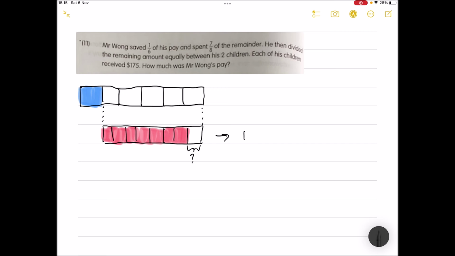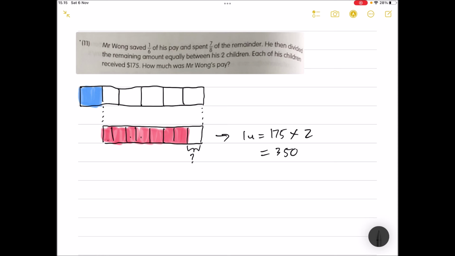We know that 1 unit will be equal to 175 multiplied by 2. Because 1 unit is for 2 children, right? 1 child receives 175. So 1 unit is equal to 175 multiplied by 2. We have $350. If I know 1 unit is $350, I will count how many units are here.